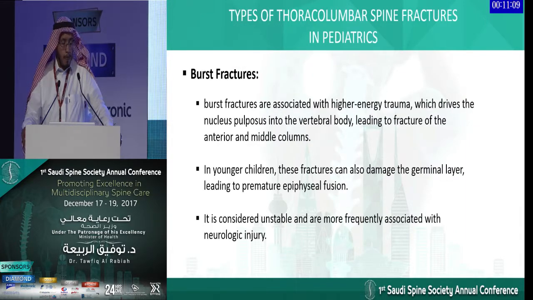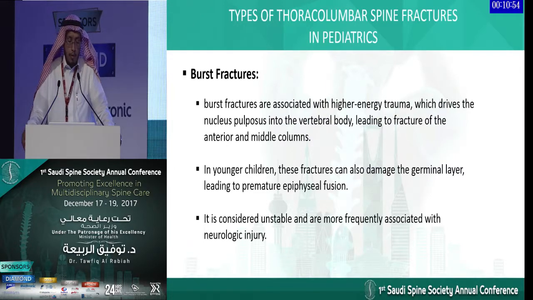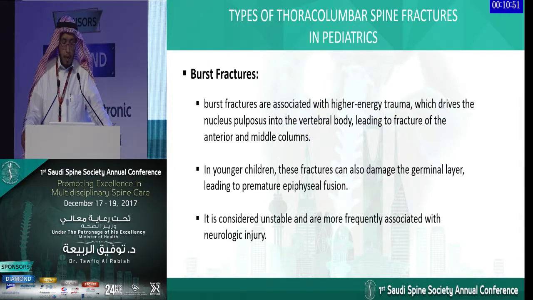The other fracture pattern is the burst fracture, and it happens in higher energy trauma like motor vehicle accidents. It happens when the nucleus pulposus drives into the vertebral body, leading to a fracture of the anterior and middle columns. With these injuries, the germinal layer or growth plate can get premature closure and could lead to progressive deformity with growth. These are considered unstable in most cases, and there are associated neurological injuries.